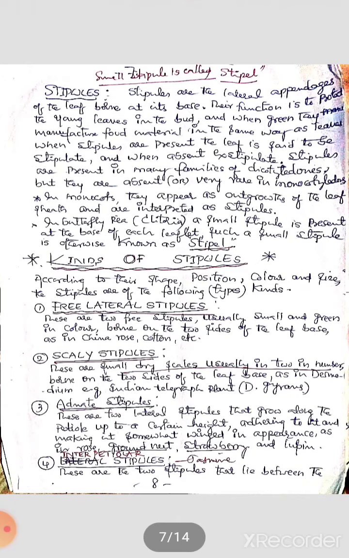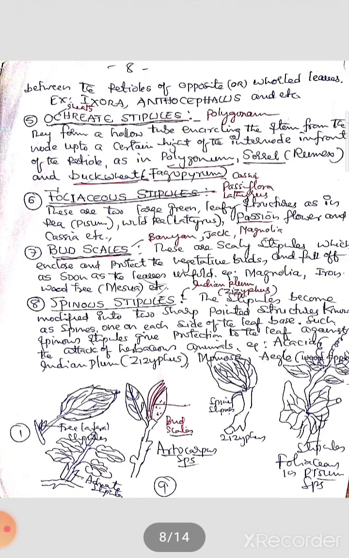Next one, interpetiolar stipules, which you can see in jasmine. These are the two stipules that lie between the petioles of opposite or whorled leaves. Examples you can see in Ixora and Anthocephalus. That means two stipules lie between the petioles of opposite or whorled leaves.